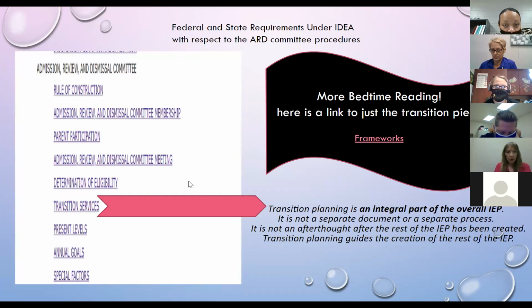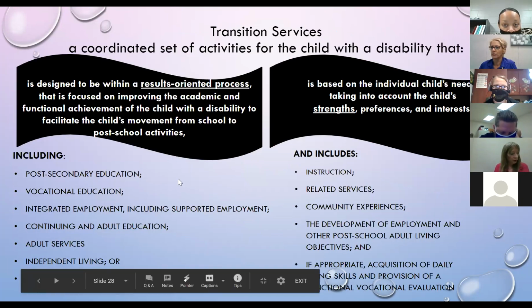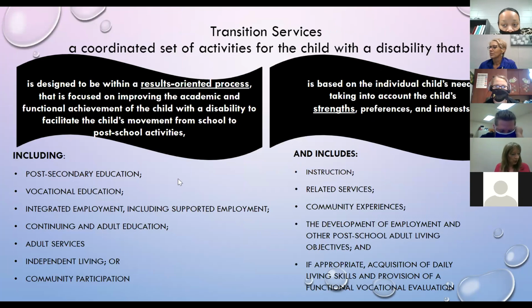Okay, all right, so we've already talked about that it's a results-oriented process. But I also wanted to point out that the law says that we have to take into account the student's strengths, preferences, and interests. A lot of times, we've always been told that we have to talk about the student's weaknesses because the weaknesses are where we get the IEPs from, the goals from. And really, that's not the best way to go.